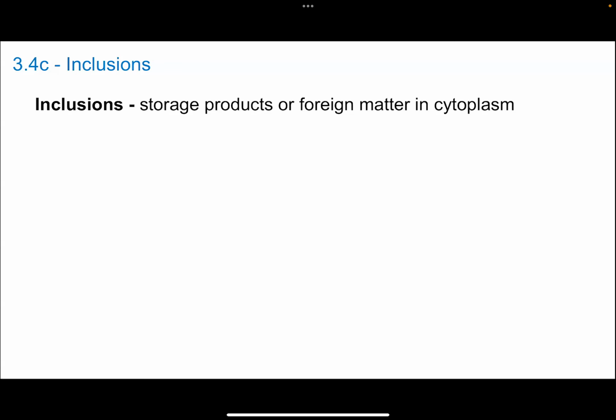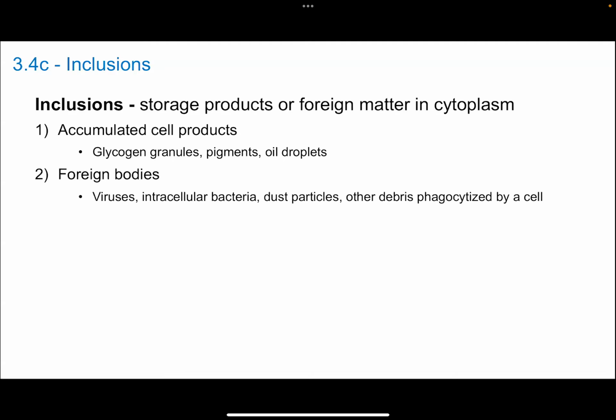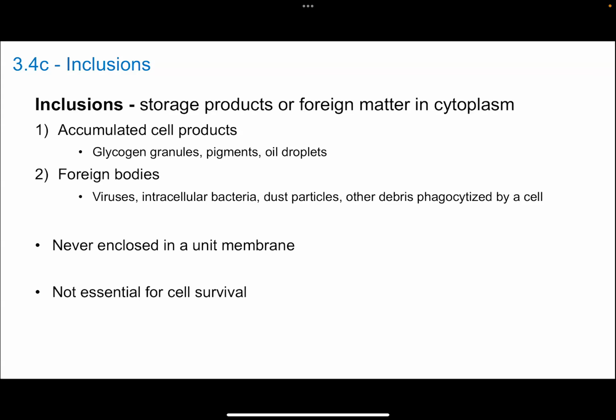Last but not least, in the cell, there are inclusions. And inclusions are basically just little sections within the cell that store products. You could think of it as a storage unit. They store products or foreign matter in the cytoplasm for the cell. Some of these products could be accumulated cell products like glycogen, pigments, oil droplets. Foreign bodies, they sometimes store viruses, intracellular bacteria, dust particles when a phagocytosis cell takes those in. And that can help for holding on to activate the immune system.